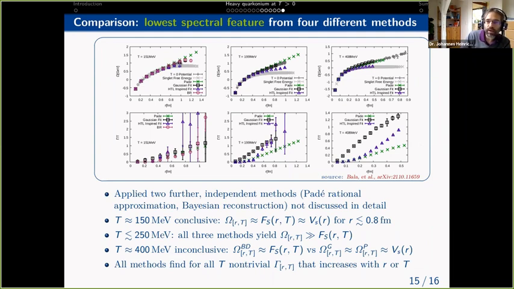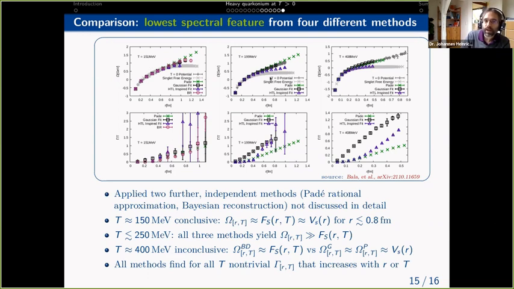Here in dark gray, you have the 0 temperature static energy, and in light gray, the singlet free energy, which is screened at roughly 0.8 Fermi. All of these results are essentially consistent with vacuum physics. But you see a finite imaginary part in all of these results, which indicates that dissociation of the quarkonium state is already at play, even at this very low temperature.